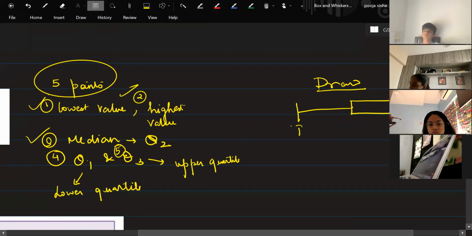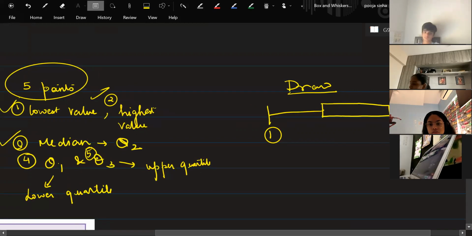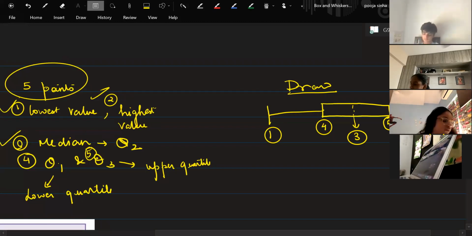Okay. So in your box, in this box and whiskers, what are the 5 points? These are those. 1, lowest. This one is the second point, which is the highest. Third point, which is the median, which is in between. This is your third point. Fourth, lower quartile, and fifth, upper quartile. Clear what? That's how you will make it.